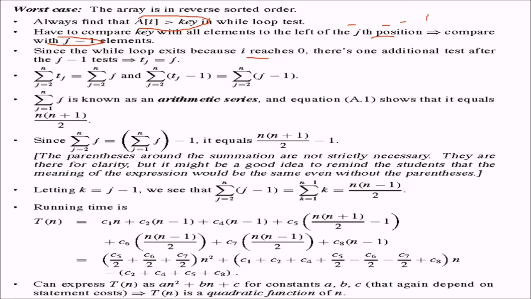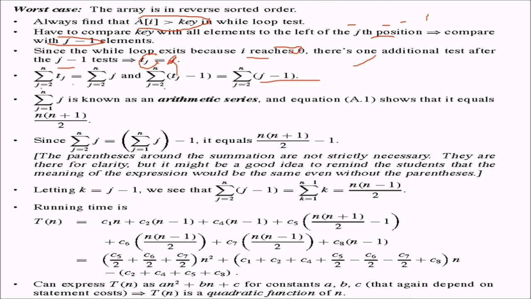Reaching 0 is also one test. So tj would be j minus 1 comparisons plus the test when we reach 0, so the time for tj will actually be j. So when we add tj from j equals 2 to n, this will be the sum from 2 to n of j. And when we add tj minus 1 from 2 to n, that will be the sum from 2 to n of j minus 1, because we have replaced tj with j.